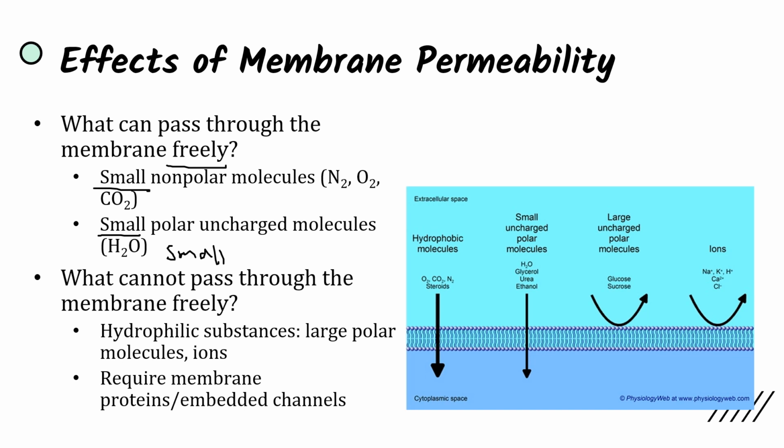So if we look at this diagram here, hydrophobic molecules, small nonpolar molecules, such as oxygen, carbon dioxide, steroids, they can pass freely in large amounts. Small uncharged polar molecules, water, glycerol, urea, ethanol, they can pass freely, but in less amounts. The arrow is skinnier. And then large uncharged polar molecules such as glucose and sucrose, because of their size, they can't pass through, and then ions can't pass through because of their charge. So if you're large and if you're charged, then you're not making it freely through the membrane. You need a membrane protein.